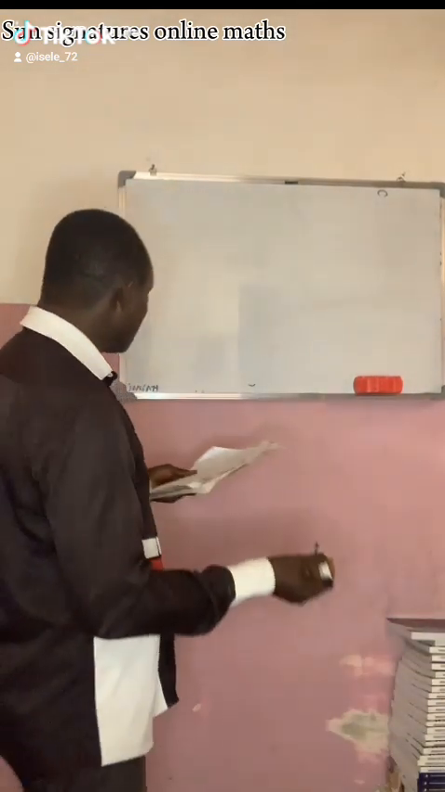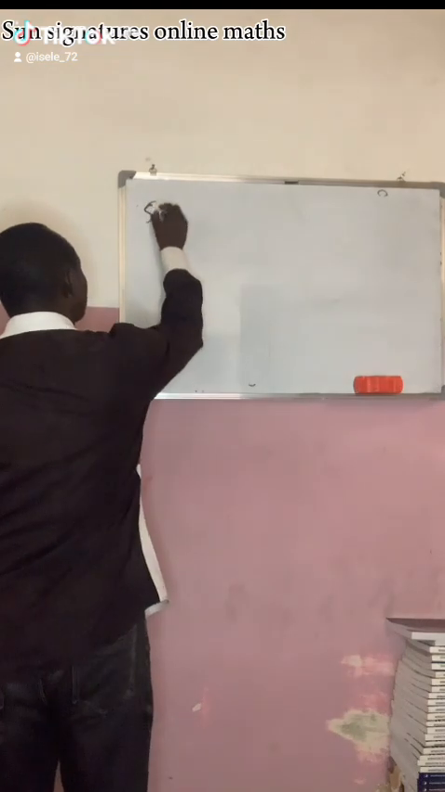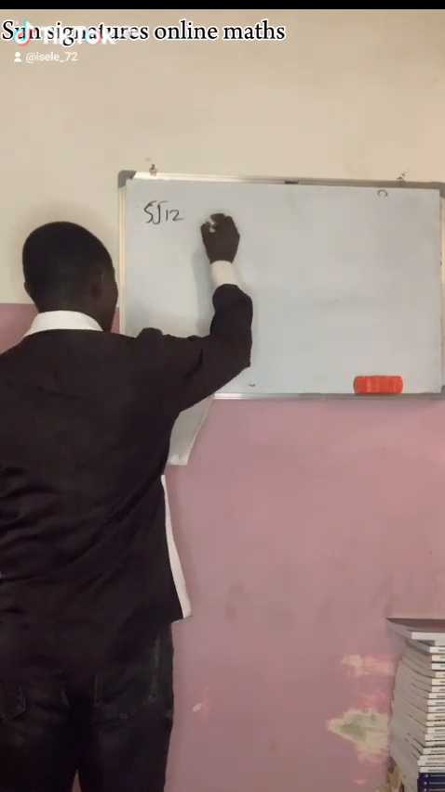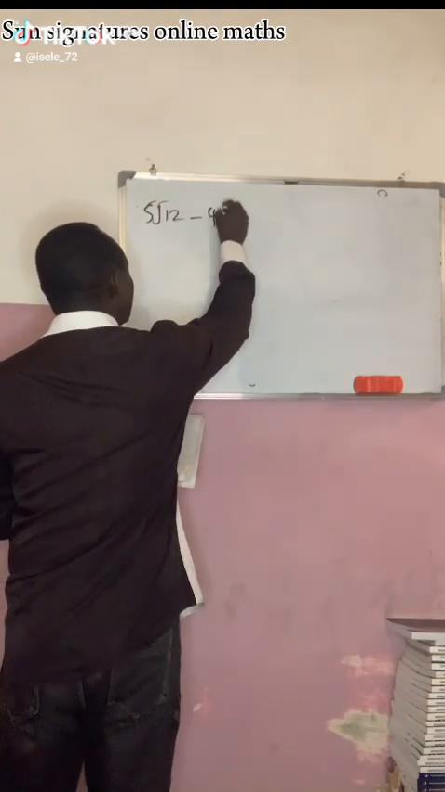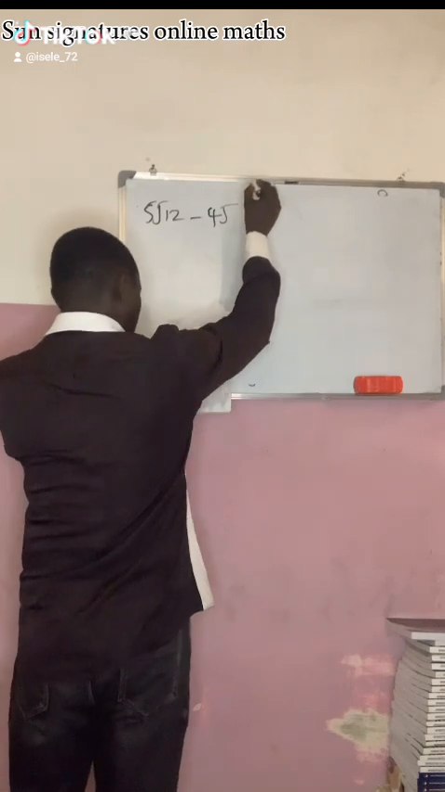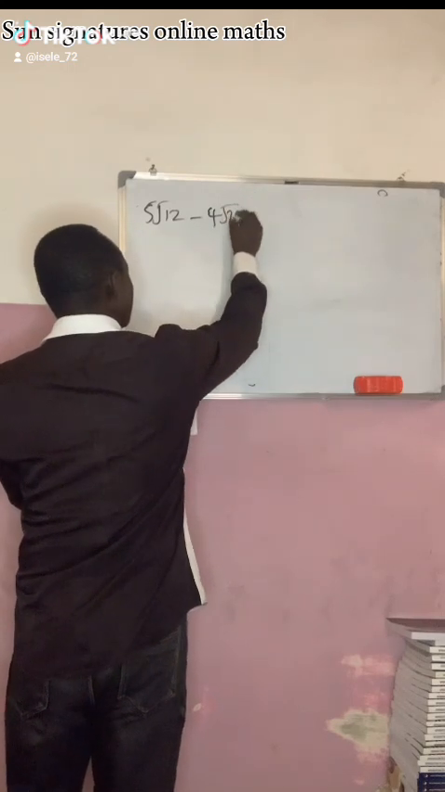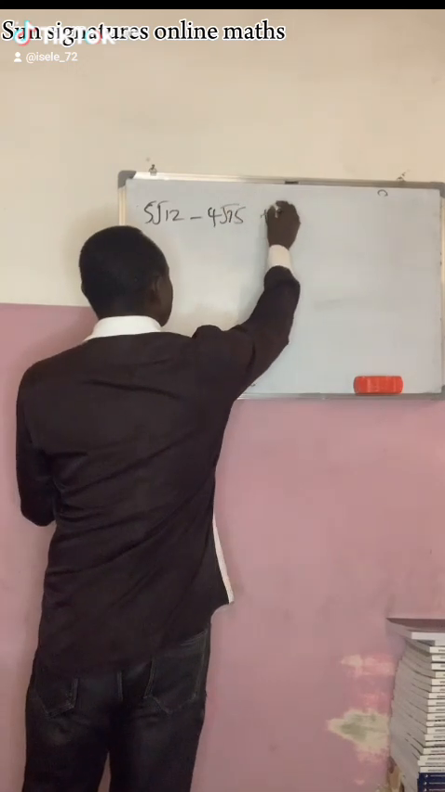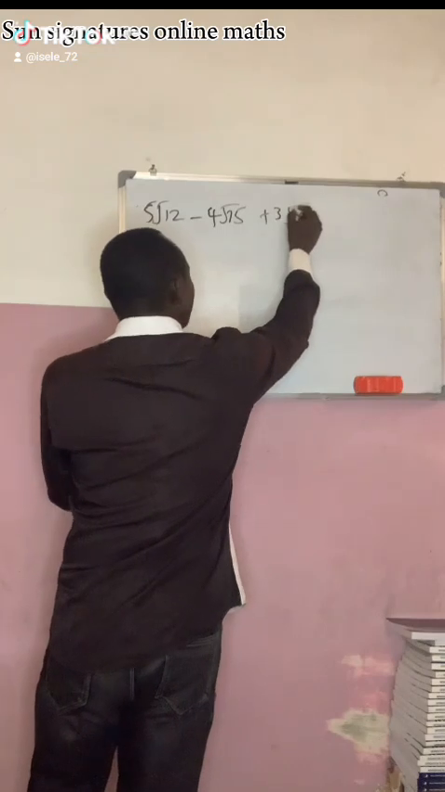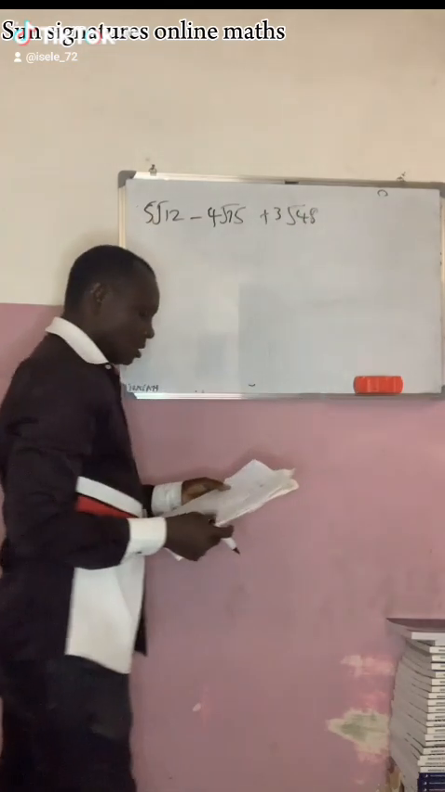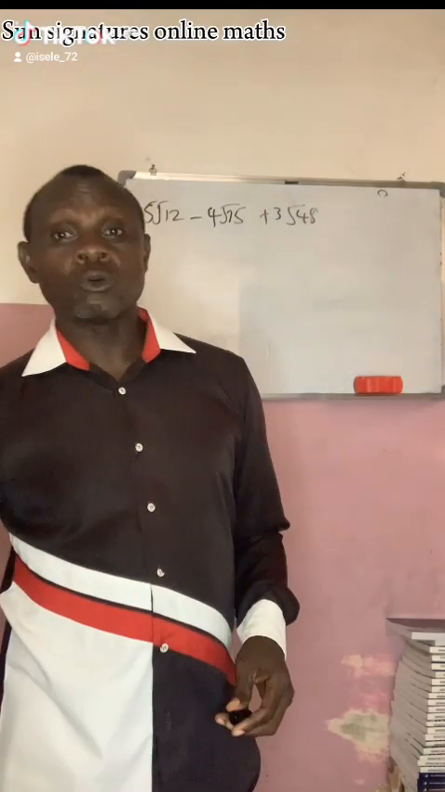Now let's take a look at this question: 5 root of 12 minus 4 root of 75 plus 3 root of 48. Now let's see how we can handle this problem.